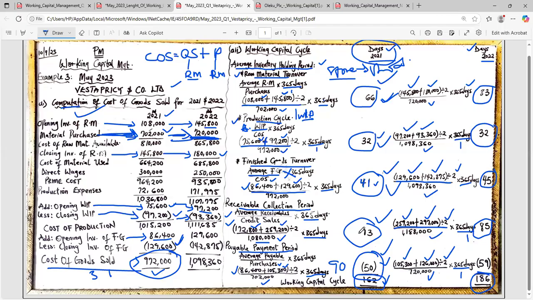Am I making sense now? So that's the advice. You're advising management that for the material production cycle, finished goods, and receivable, management should find a way. If they cannot reduce everything, they should find a way to reduce at least one or two of them. But you see this payable, they should find a way to increase it.